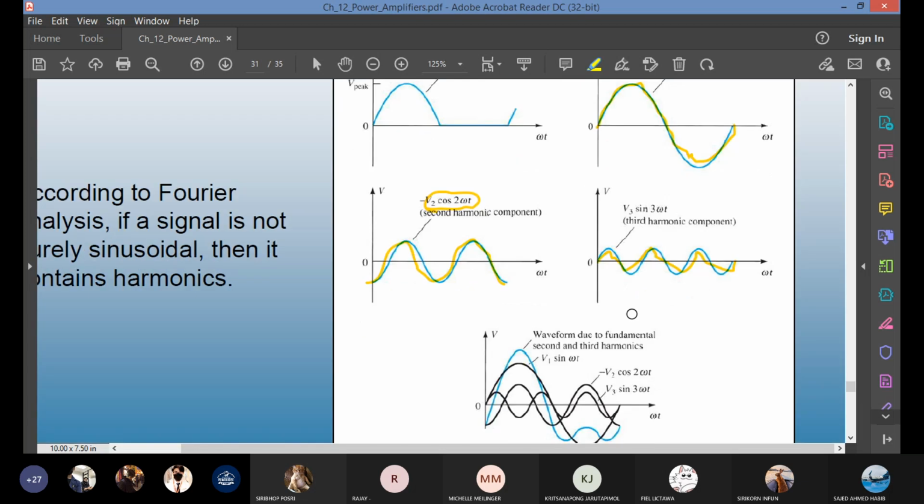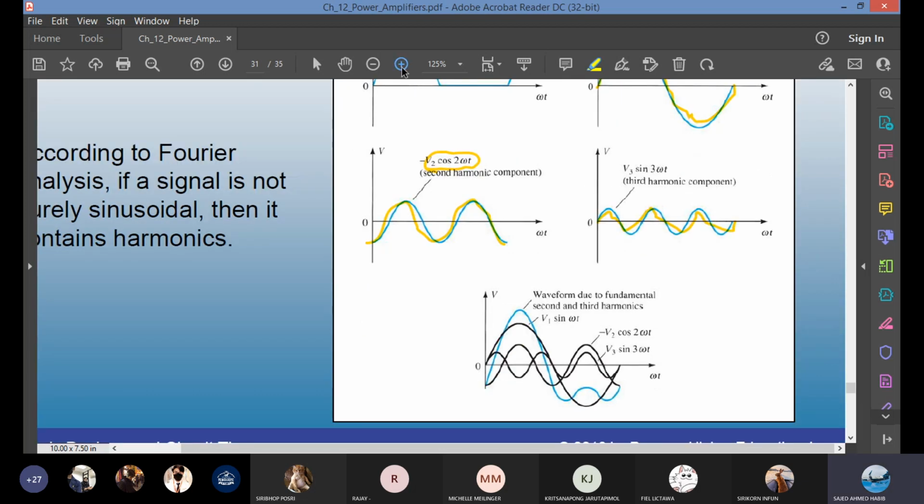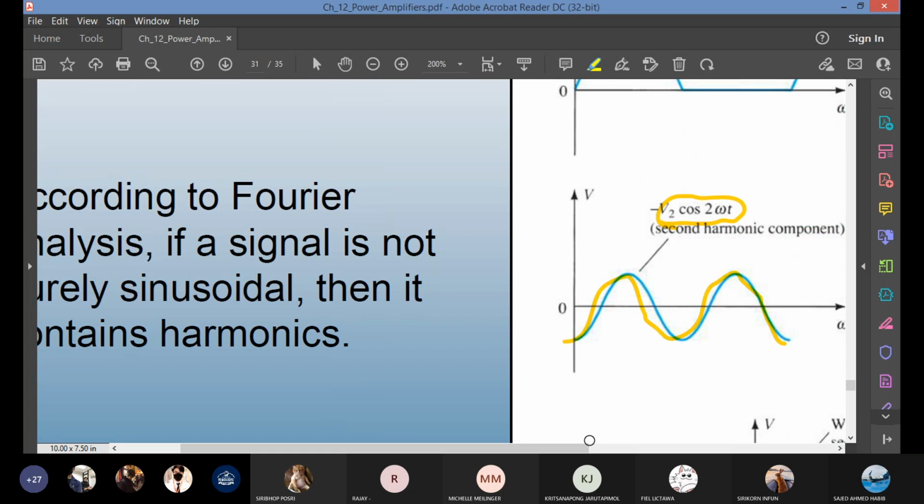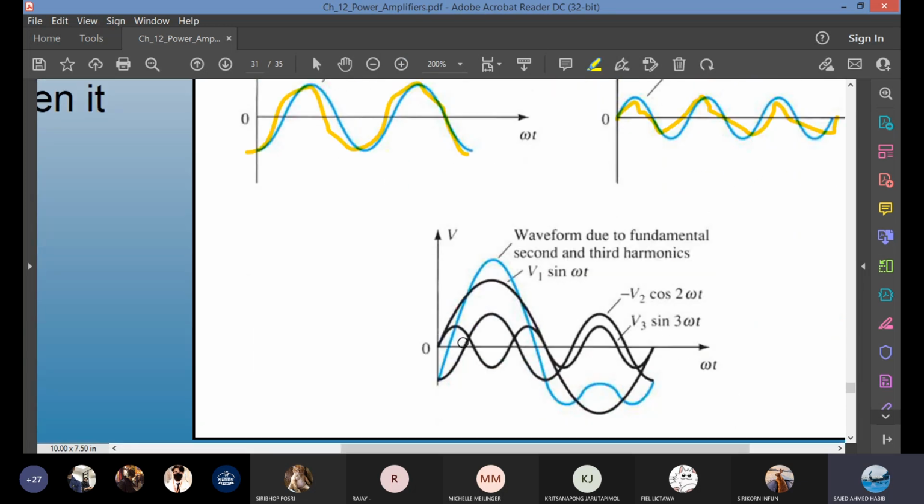So you have your fundamental component. The first one, the large one, is V1 sine omega t. The second harmonic was V2 cosine 2 omega t. The third one is also embedded inside the signal. It is V3 sine 3 omega t.